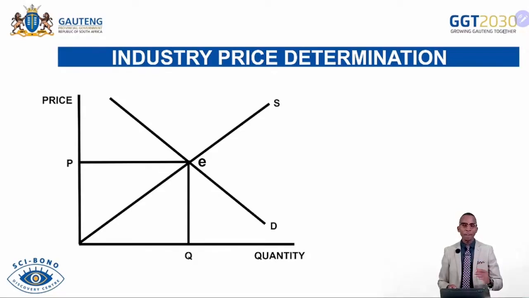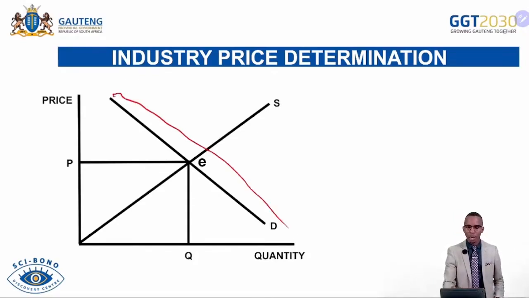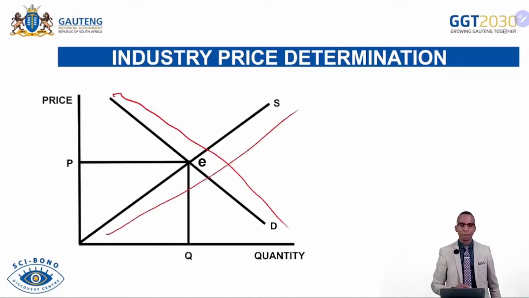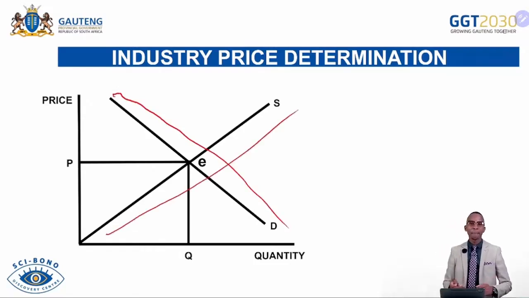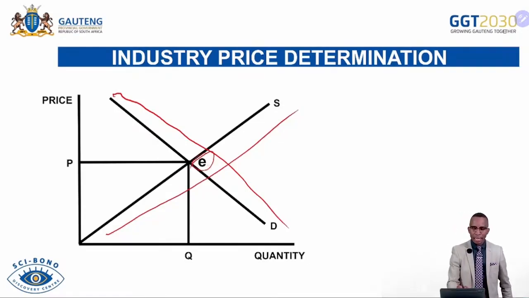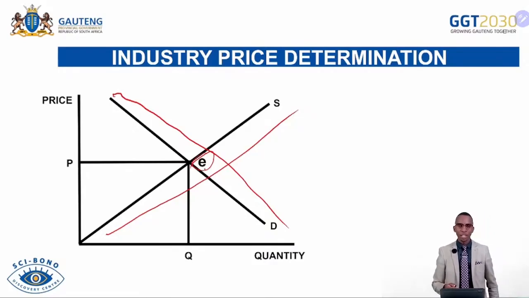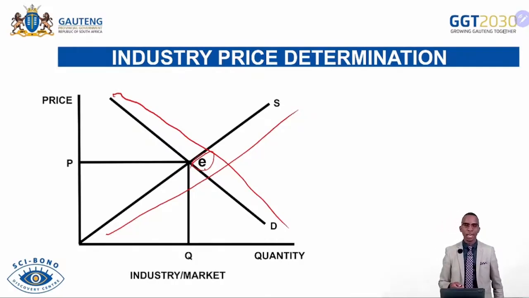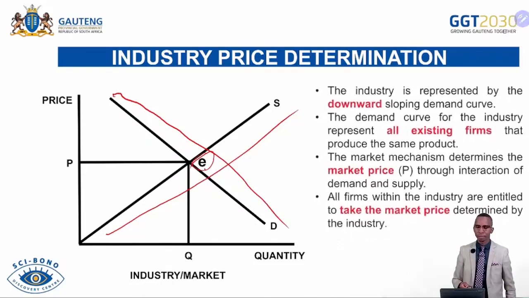The demand curve for the industry is downward sloping. You can see it's sloping down from higher to lower. And the supply curve for the industry is upward sloping from lower to higher. Then whenever demand and supply meet, they determine the equilibrium, which is E. Then EP is the profit maximization price, and EQ is the profit maximization quantity or output. So this is known as the industry or the market.